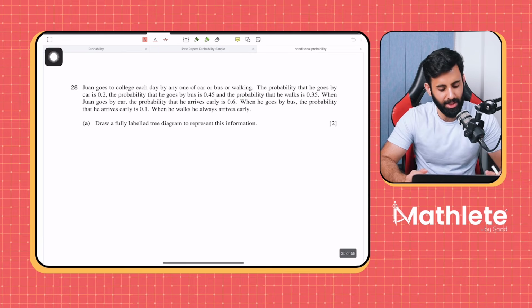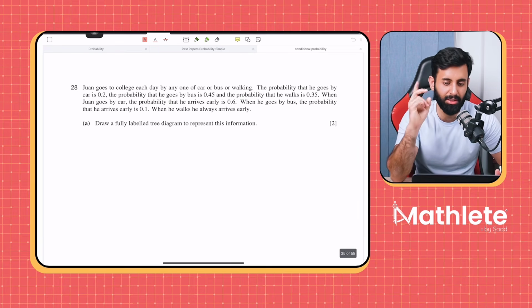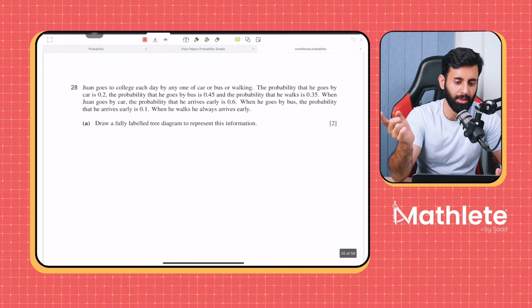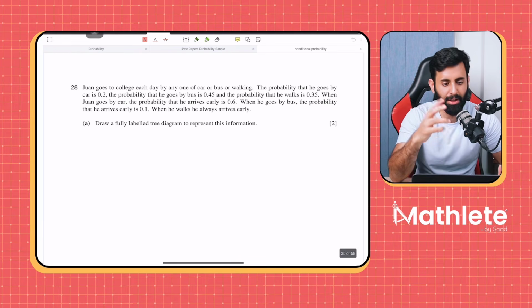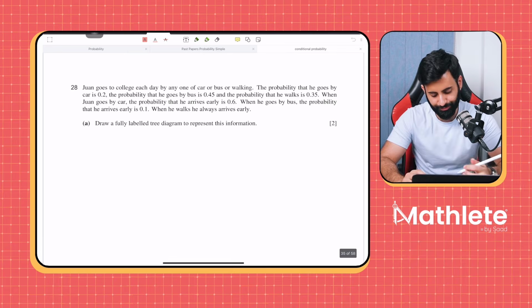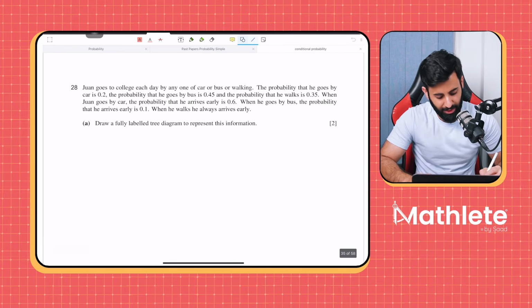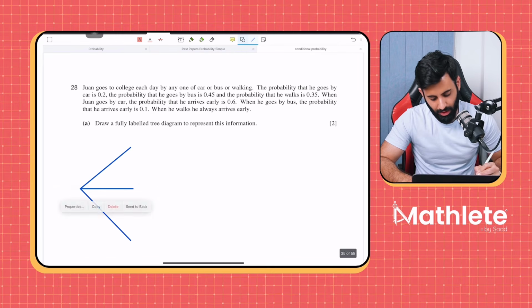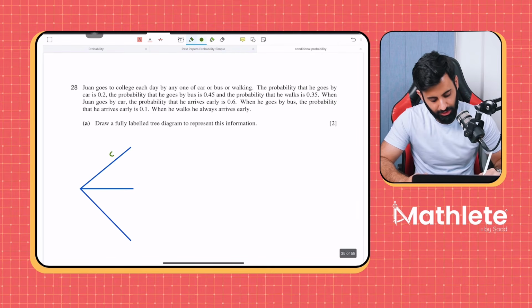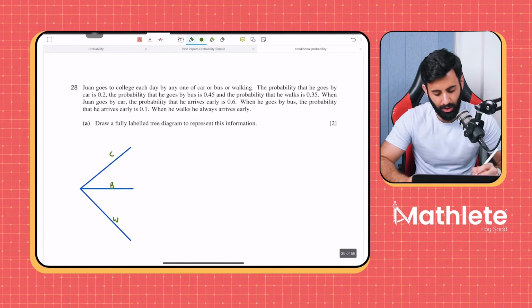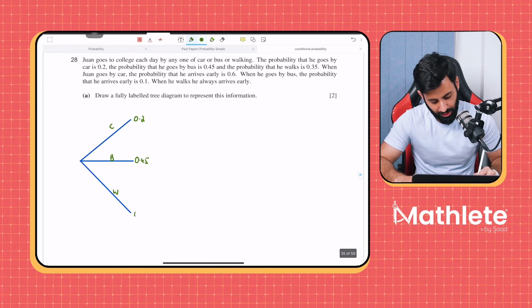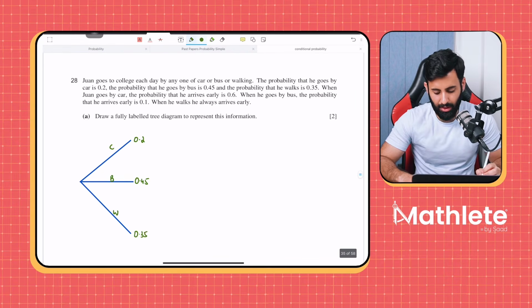So how many categories do we have? We have 3 categories and then 2 categories. 3 categories for the means of travel, 2 categories of whether he's late or early. Late or not late, basically. Now, when we're making a tree diagram, first he has to choose between car, bus, or walking. So here's car, here bus, and here's walking. What's the probability that he goes by car? 0.2. By bus? 0.45. That he walks? 0.35.